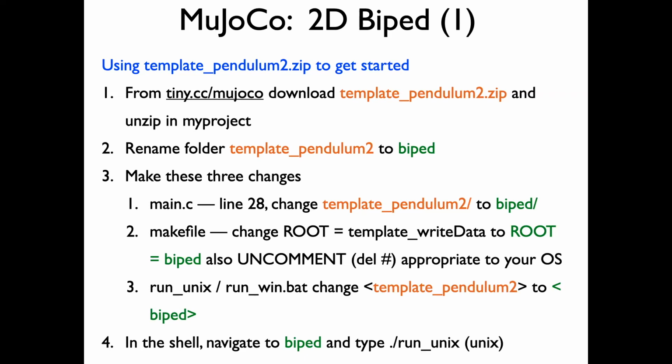Okay, so here's how we will proceed, which is we'll again download the template. It's called template_pendulum2.zip. It's on the shortened link tiny.cc MuJoCo. So download that, rename that to, let's say, biped, and make 3 changes. One, main.c, the make file, and then the run Unix or run Win depending on your operating system. And then if everything works fine, then if you run Unix or run Win, then you should see a pendulum being simulated. Once you get that, we'll modify that XML file and write code, which will get us to the point where we simulate a biped.